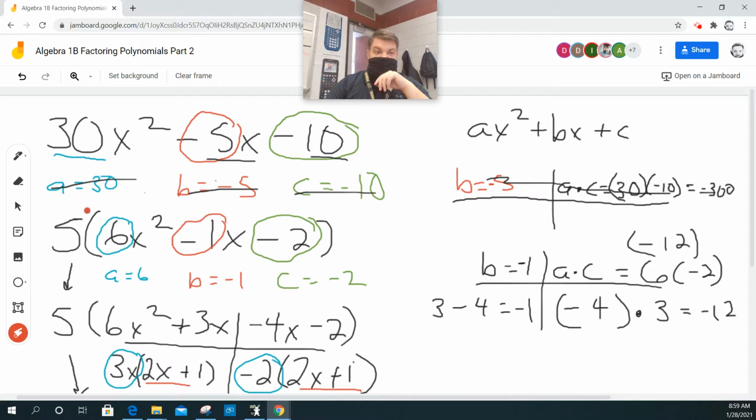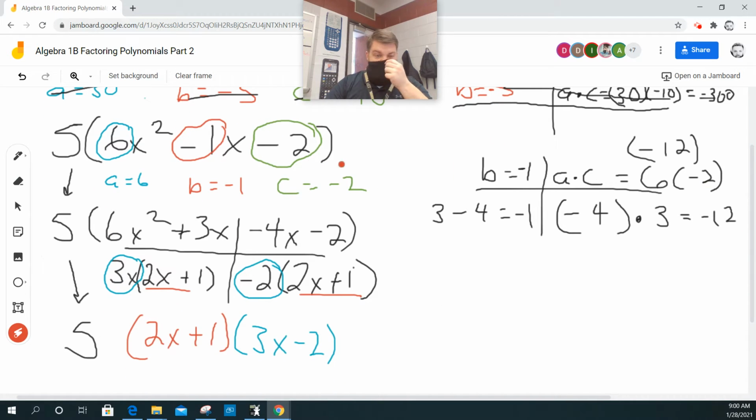Well, what goes in the parentheses is the stuff that makes this, right? So 5 times 6x squared gives me my 30x squared. 5 times negative 1x gives me my negative 5x. 5 times negative 2 gives me my negative 10. So now my A, B, C are a lot smaller and easier to work with. So what we learned from that is it's much easier to factor something out from the very beginning. In this case, we were able to factor out a 5.